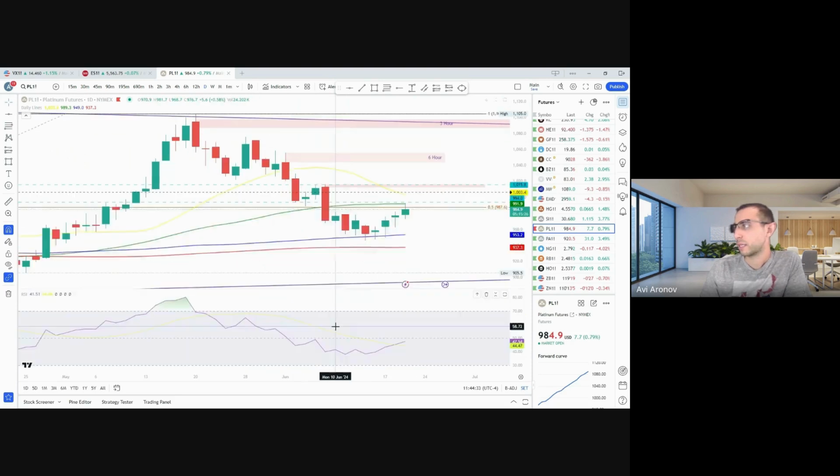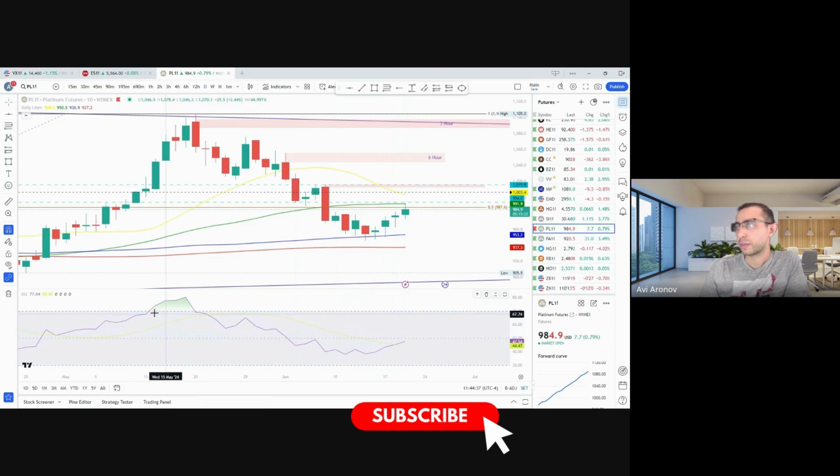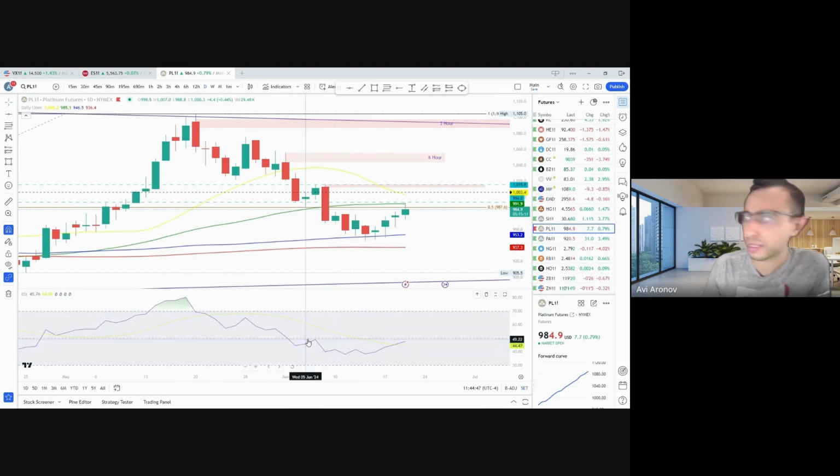And we can see also where our RSI will be. If it's selling off, like overbought, then we can expect a sell-off.